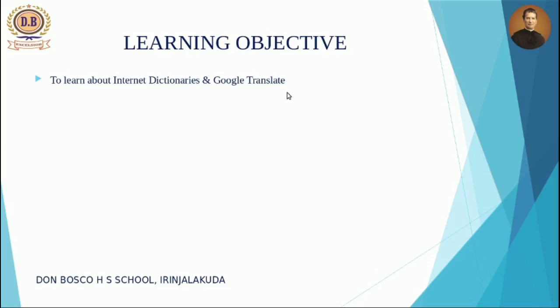So dictionaries are also available in internet. We can make use of such internet dictionaries in order to find out the meanings of the words, or Malayalam equivalent for an English word, and vice versa, etc. So we have many internet dictionaries available in internet. Then we also have Google Translate, which is used for translating the words from one language to another. So in today's class, we are going to study about internet dictionaries and Google Translate. So let's see how this works.